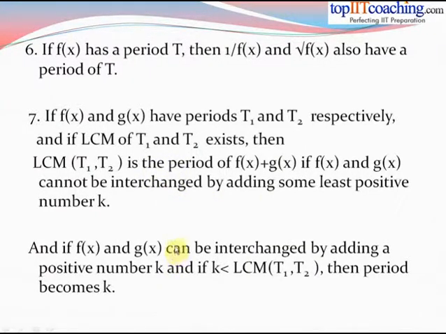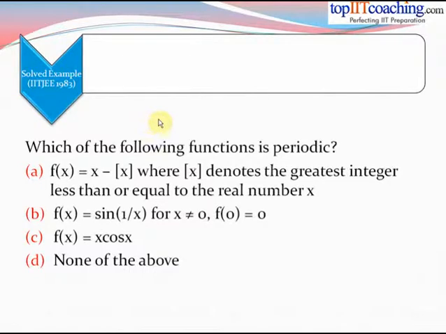Now, students, we have learned enough of periodic functions, so let's try to solve a few examples to understand these concepts. This problem appeared in 1993 and it says: which of the following functions is periodic? Option A is f(x) = x minus greatest integer function x. Option B is f(x) = sin(1/x) for x not equal to 0 and f(0) = 0. Option C is f(x) = x cos x, and option D is none of the above.